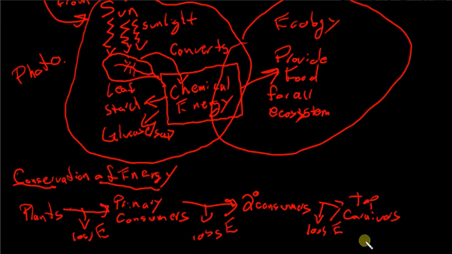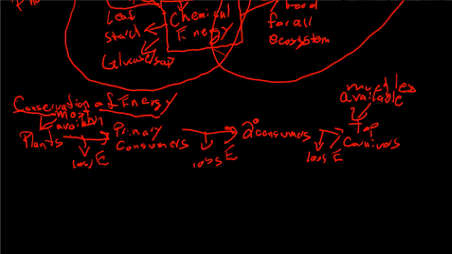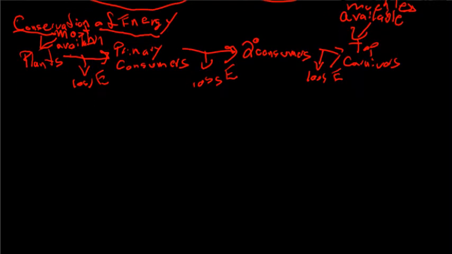And that is why top carnivores have much less available energy than our plants. Our plants have the most energy available to them, just because there's less energy loss in transforming it from one intermediate carrier, the plant, the primary, the secondary, and the top carnivore, to the other.